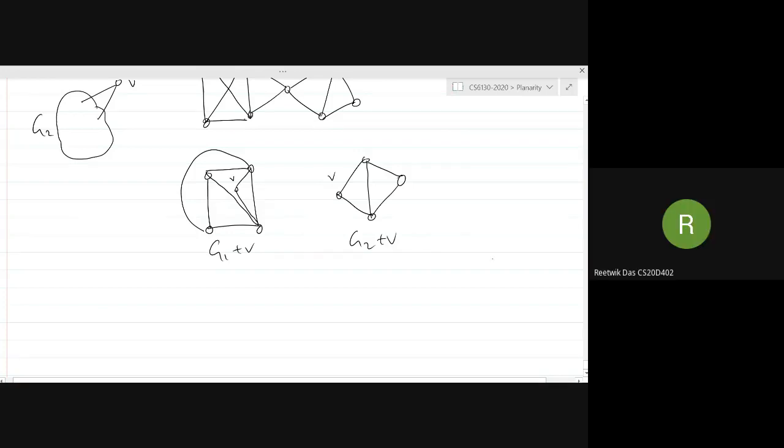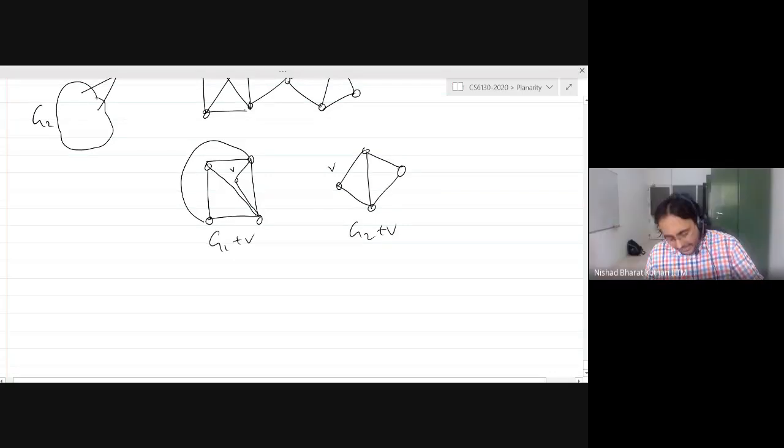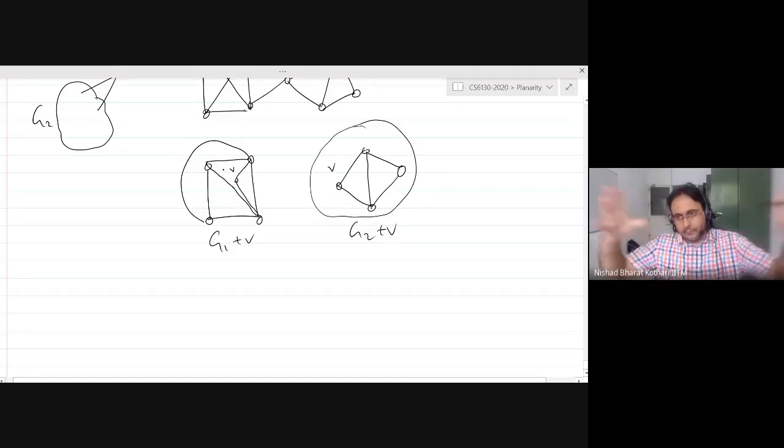Yeah, we can place this entire G2 plus V within the cycle. Exactly. You just put this whole thing inside this region, this face. You make the face big enough, or you make the graph small enough, whatever, and you fit it in that face. So the point is that the cut vertex belongs to some face in the first embedding. You expand that face, and you put the other graph in the same point with that cut vertex in that position.